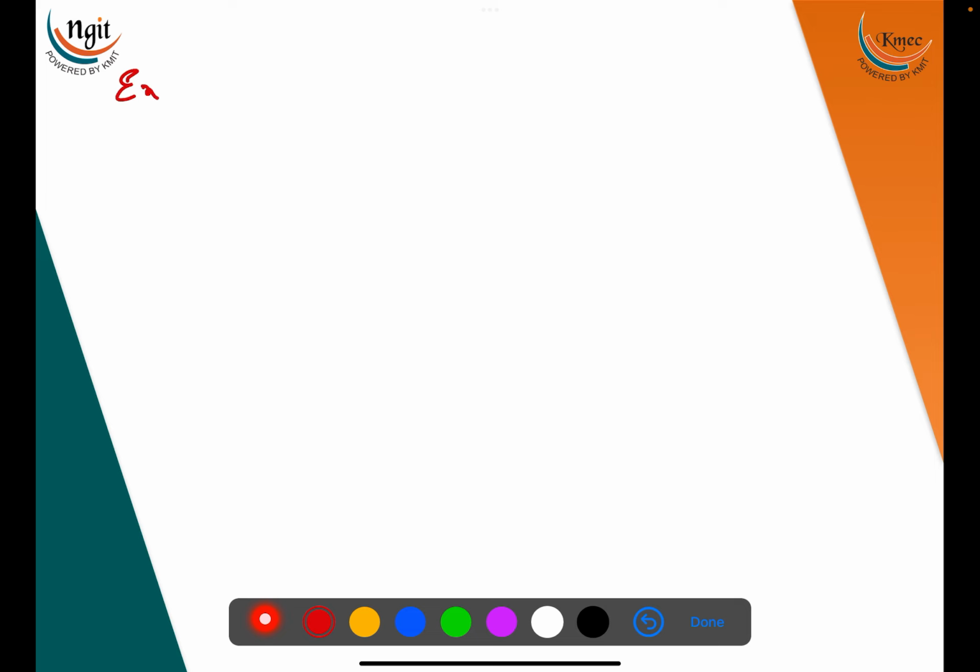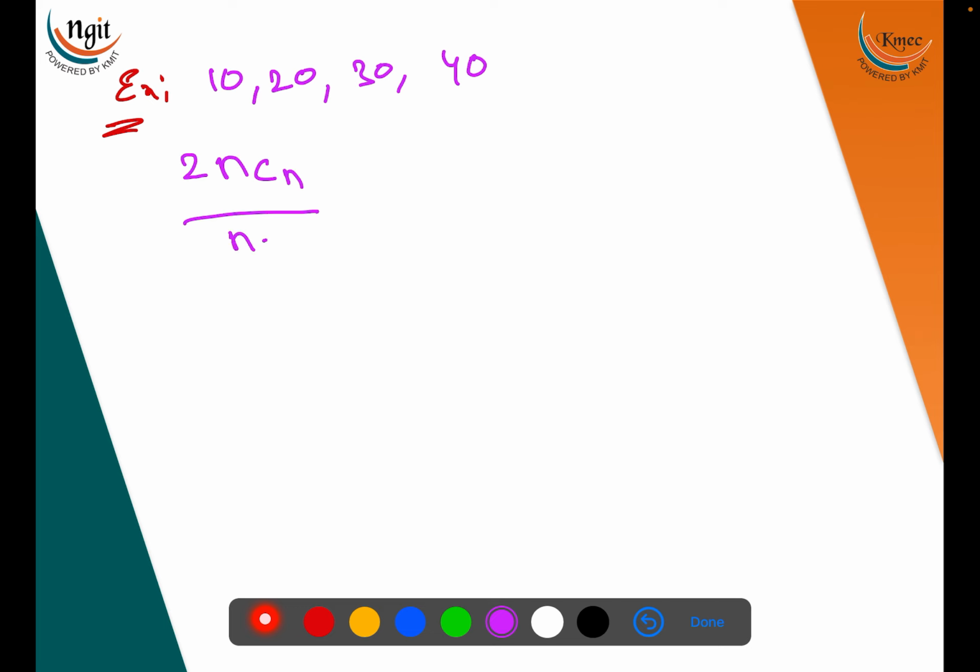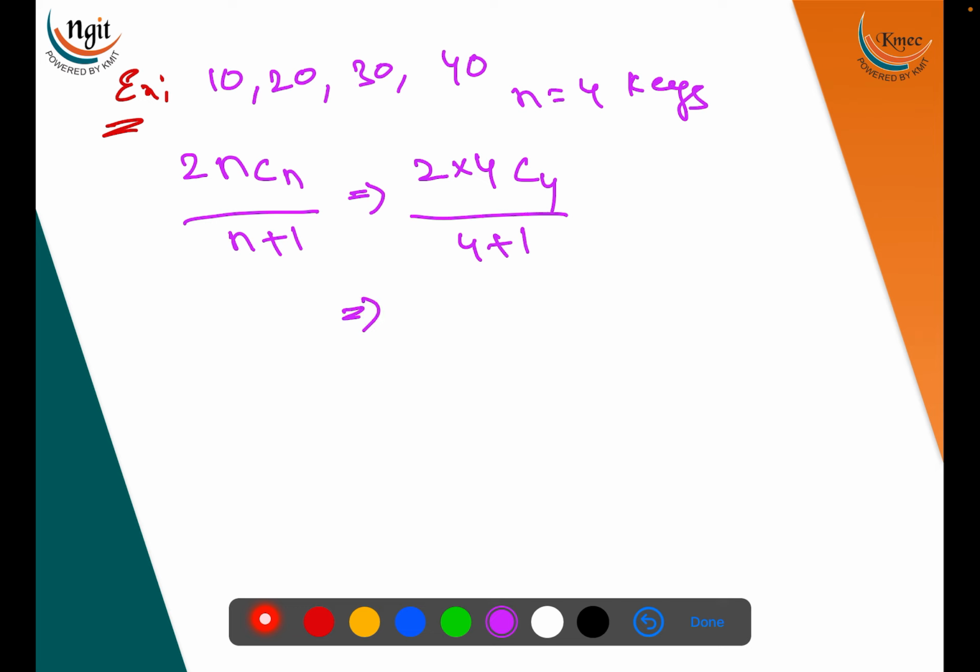So we'll take another example to see. This time I am taking the example with 4 keys: 10, 20, 30, 40. These are 4 keys. Now, what is the number of possible binary trees? Just now I told you the formula, right? 2nCn by n plus 1. Here n is given as 4 keys. So the number of possible binary trees is equal to 8C4, right?